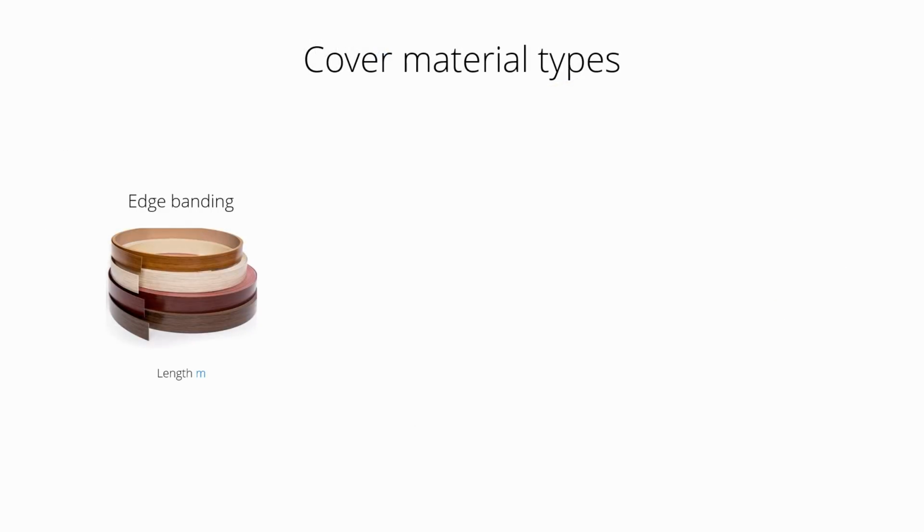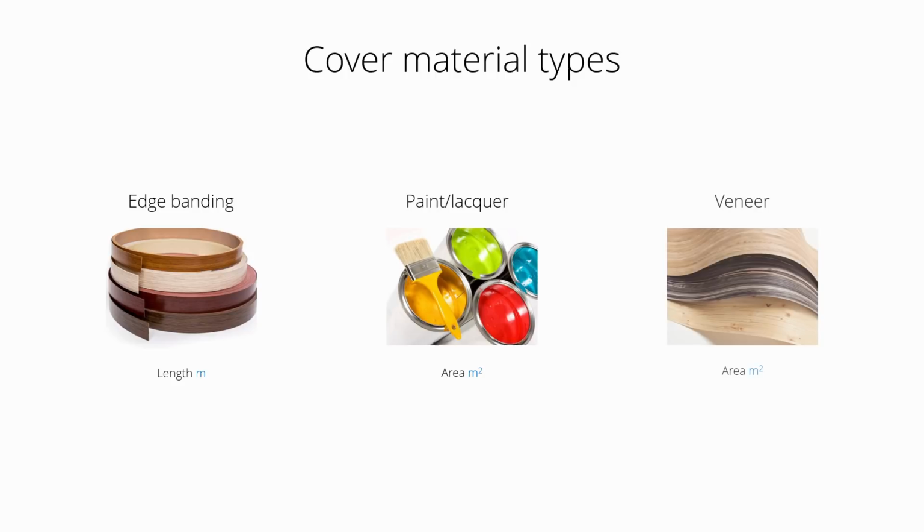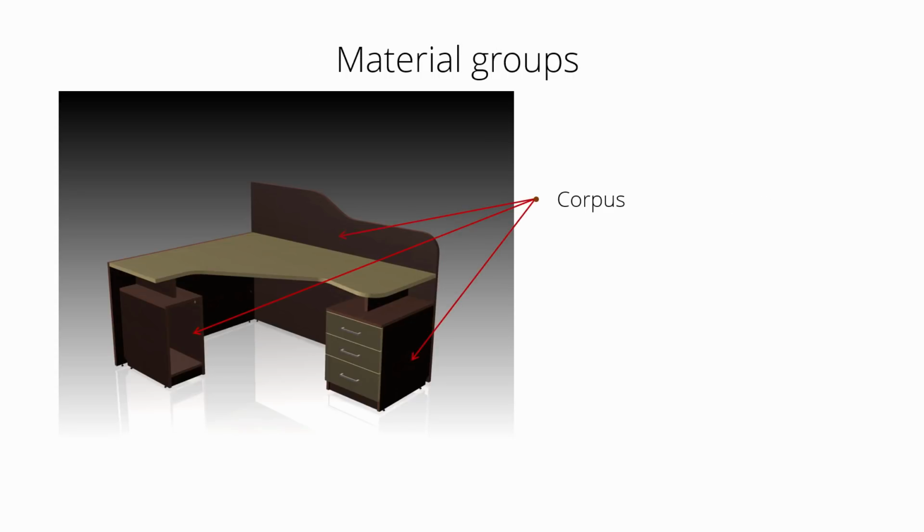Okay, so I mentioned that we have some covers, and let's see which of those covers we have. There is edgebanding, paints or lacquers, and veneers. So now let's speak about material groups at first. When you start your design, it's not very important for you what the color of your material is. Is it white or is it black? It does not change the shape of the part.